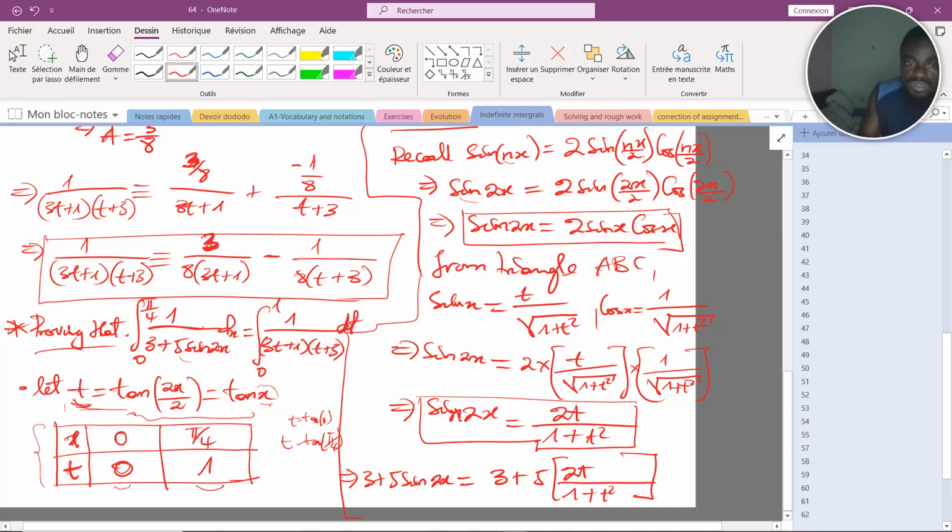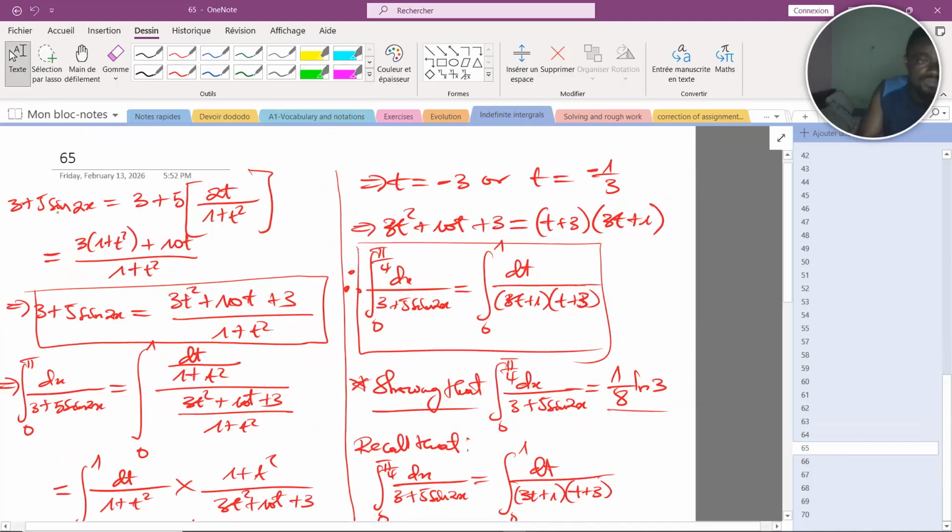Is that okay? Now, we need to find this expression, 3 plus 5 sine 2x, with what we just found for sine 2x. So let me go on to the next page. So 3 plus 5 sine 2x will be equal to this. I will rearrange things. This will multiply this. We are going to have 3 into 1 plus t squared plus 5 times this, we have 10t, all over this 1 plus t squared. So this is our 3 plus 5 sine 2x.